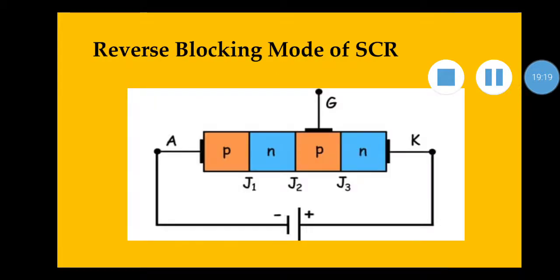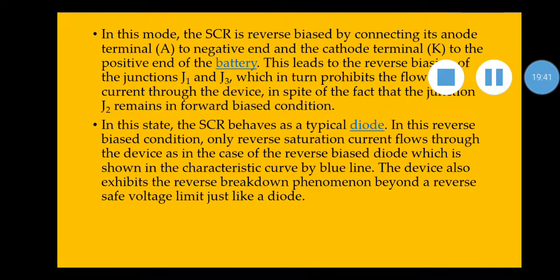There are two modes of the silicon controlled rectifier, one reverse bias and another forward bias. First one, reverse blocking mode, with positive and negative junctions J1, J2, J3, gate G, anode and cathode. In this mode the silicon controlled rectifier is reverse biased by connecting its anode terminal A to the negative end and the cathode terminal K to the positive end of the battery.